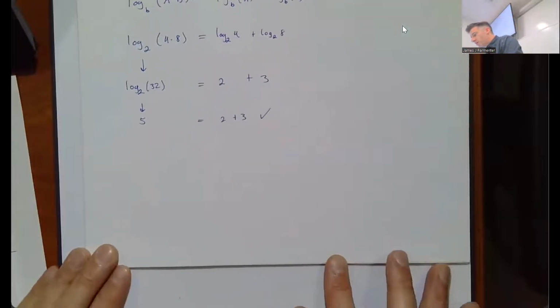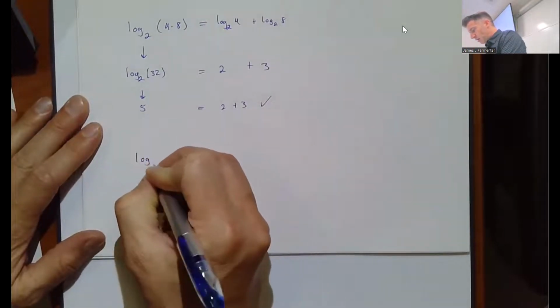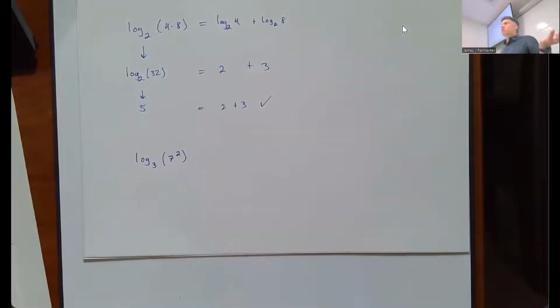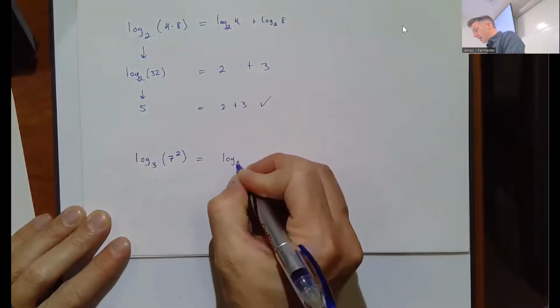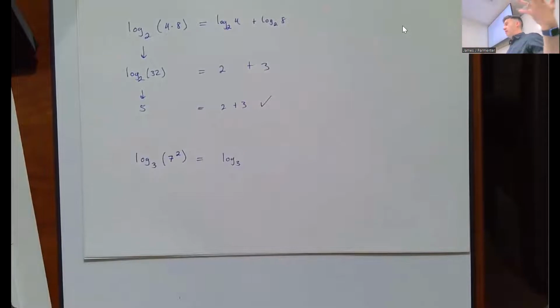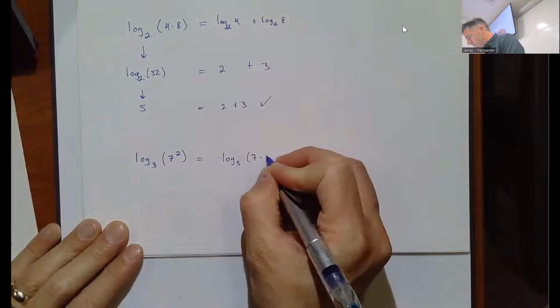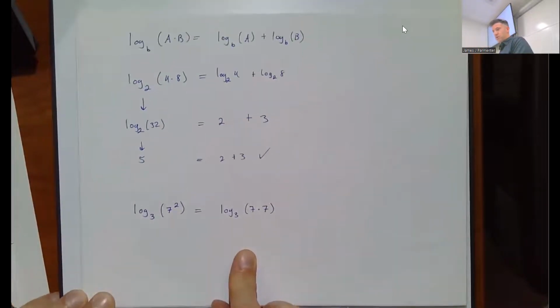Now here's what I want to point out. If I take something like log base 3 of 7 squared, I could just use the power rule. But really, what I'm doing is this: I don't know what log base 3 of 7 is. It's not a nice number. It's 1 point something. It's not 2, because log base 3 of 9 is 2. Well, it's log base 3 of 7 times 7.